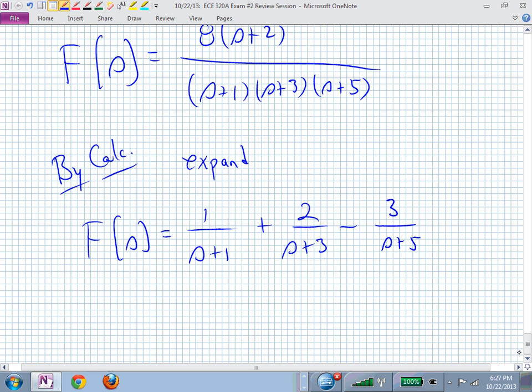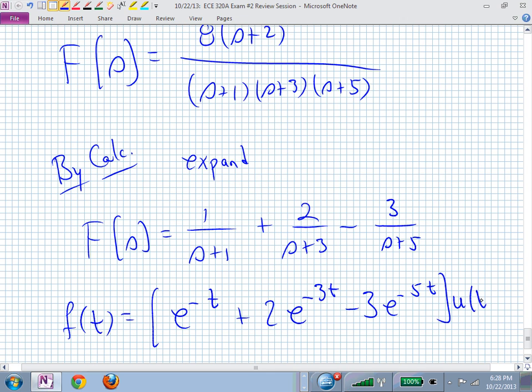And now you would simply say, okay, by calculator I get this capital F of s, and once you have that capital F of s, you should be able to immediately say, that's e to the minus t plus 2 e to the minus 3t minus 3 e to the minus 5t u of t. Yes?